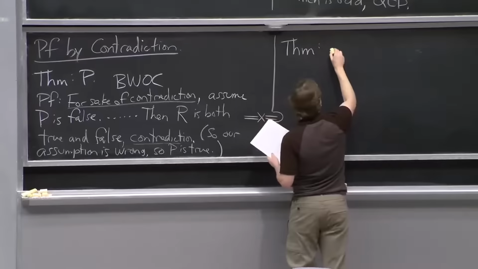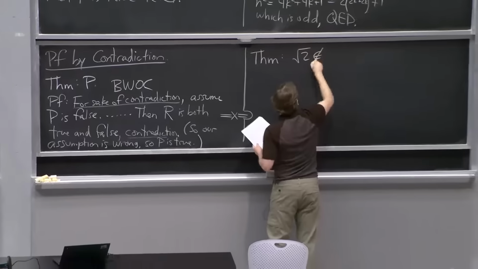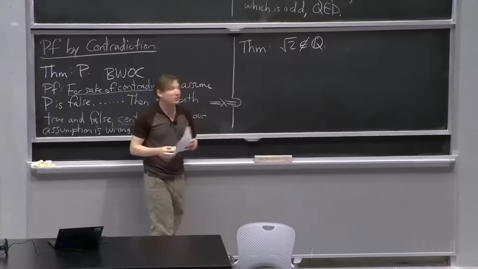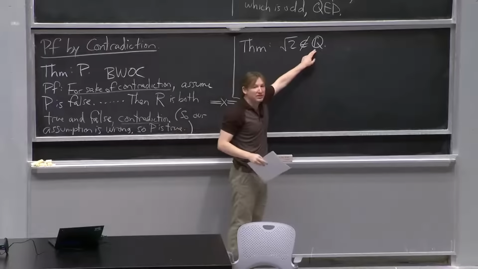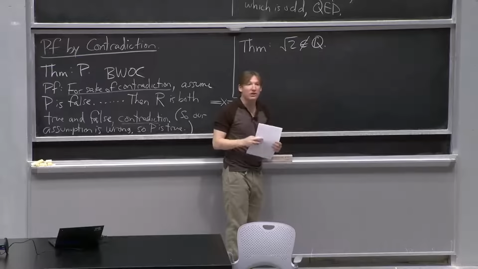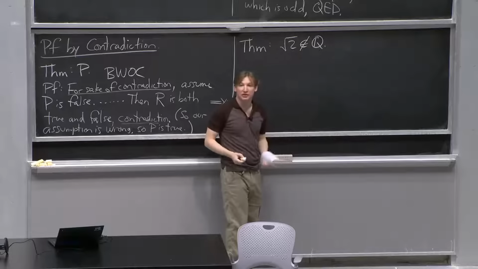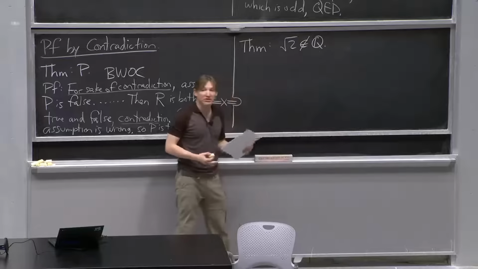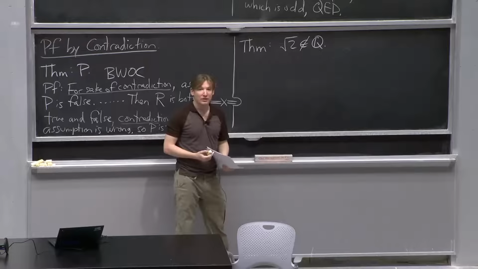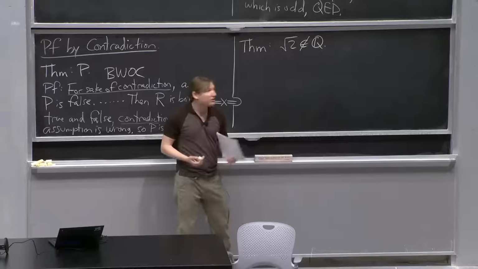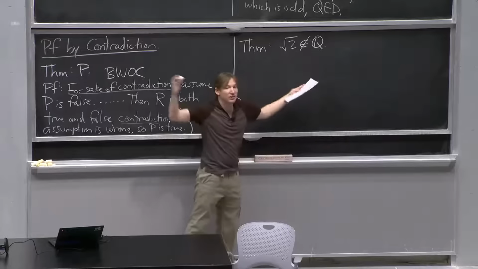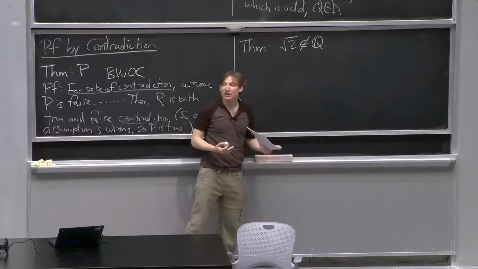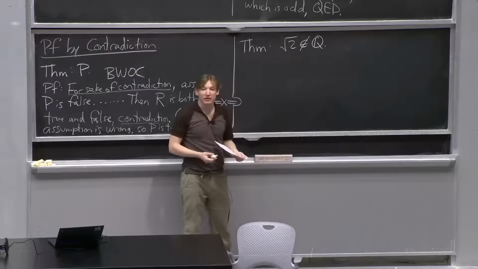And that is that the square root of 2 is not a rational number. So remember, this blackboard bold Q is the set of rational numbers: an integer divided by a non-zero integer, the set of all such things. And the theorem is that the square root of 2 is not rational. So let's prove it. Often when your theorem has a not on the outside, contradiction is a common way to handle that.